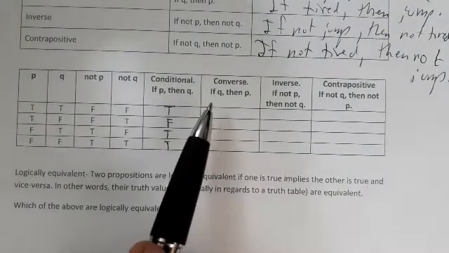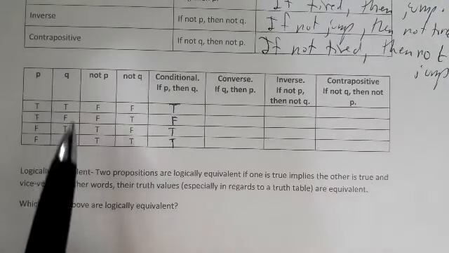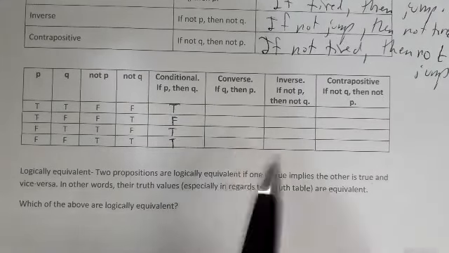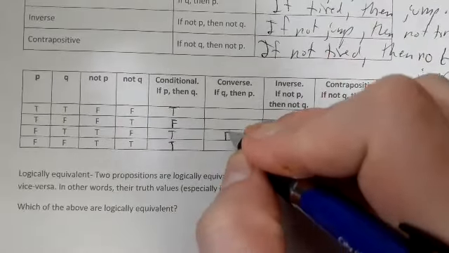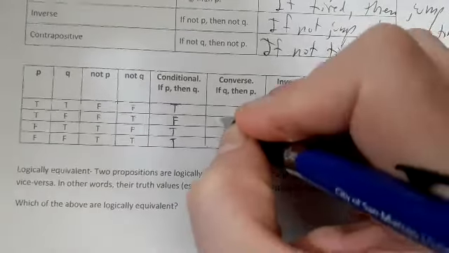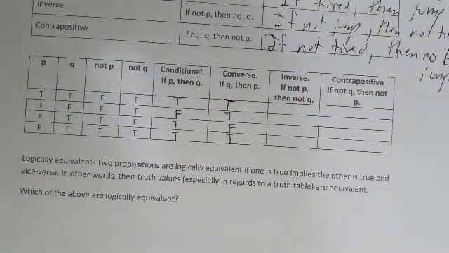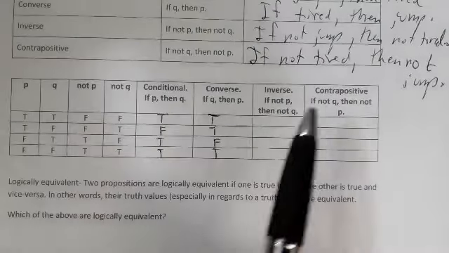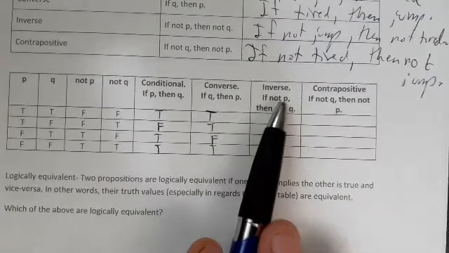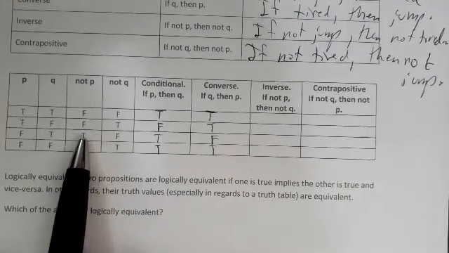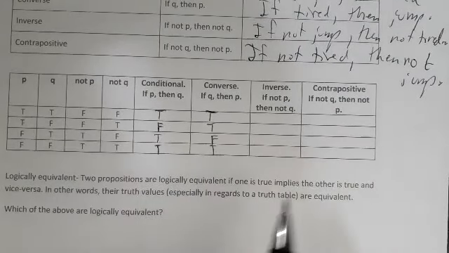Converse is the other way around. So when Q is true but P is false, it would be in this line right here. So this line right here is where our converse is false, and this is true elsewhere. The inverse, if not P, then not Q. So not P is the first thing. So when not P is true and not Q is false, that is where this thing should be false.